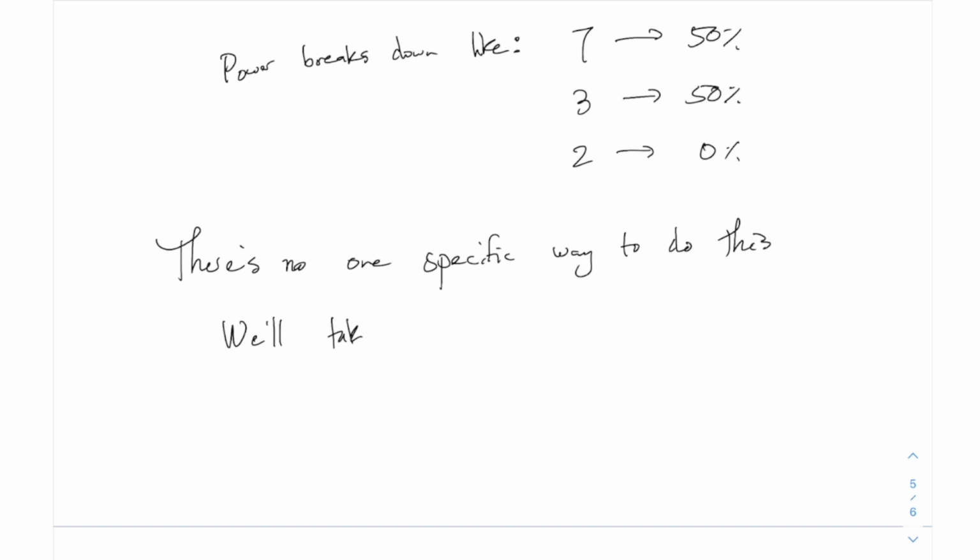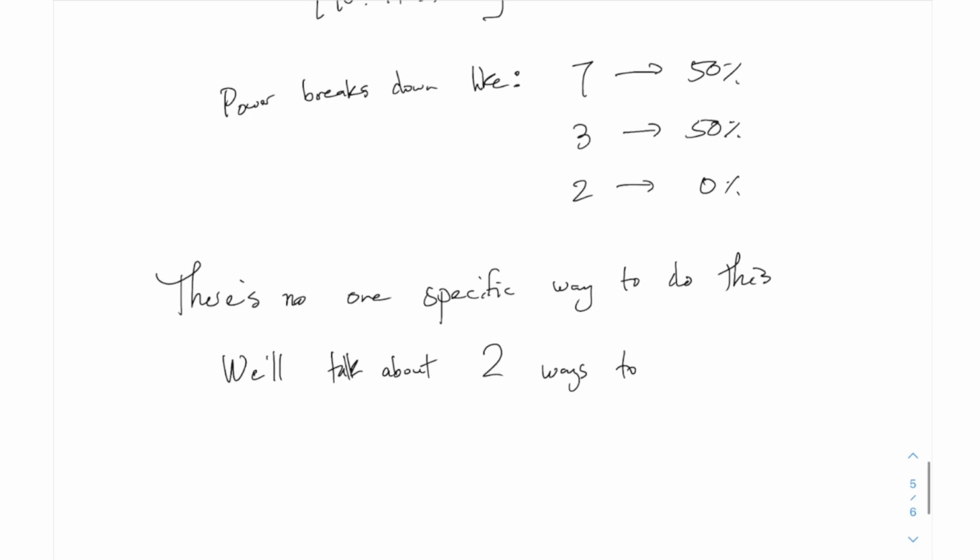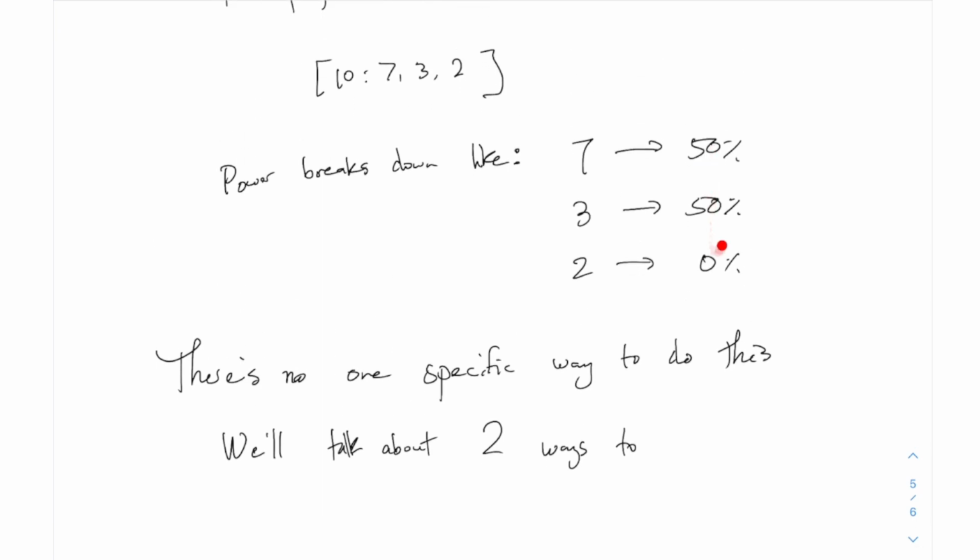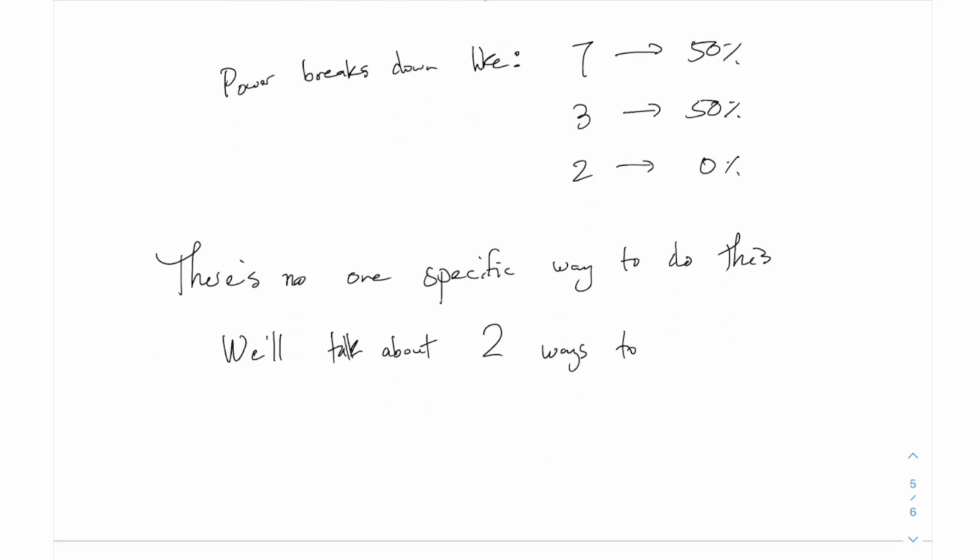We'll talk about two ways to do it, which will give you different answers. Although in this particular example, they will both give you the same answer, because this is a very clear-cut example. The 7 and 3 have equal power, and the 2 has no power. But in more complicated cases, the power is going to be analyzed slightly differently, and you will expect to get slightly different answers. So anyway, we'll talk about two ways to do it.